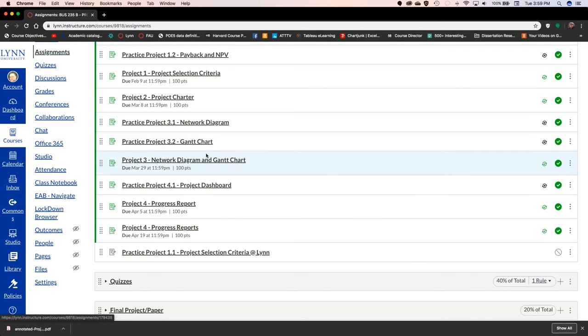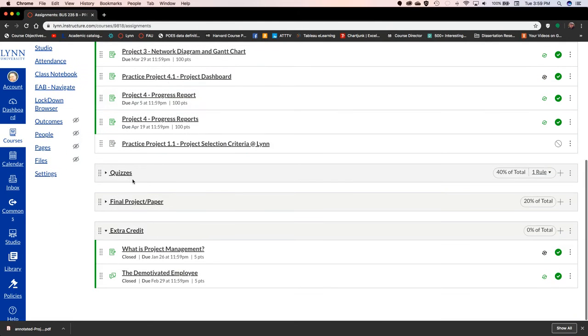So you're going to do the network diagram and the Gantt chart for your project. I'm going to show you a mock project for these two. You're going to do your actual project on project 3. We'll do the same thing again for the dashboard, where the dashboard will be used for your progress reports. So far, so good? Okay. And then you mentioned the quizzes. It says I'm dropping the lowest 2 quiz scores. So yes, that's exactly right. And then your final paper in your project is the same as it was before. All right? Okay.